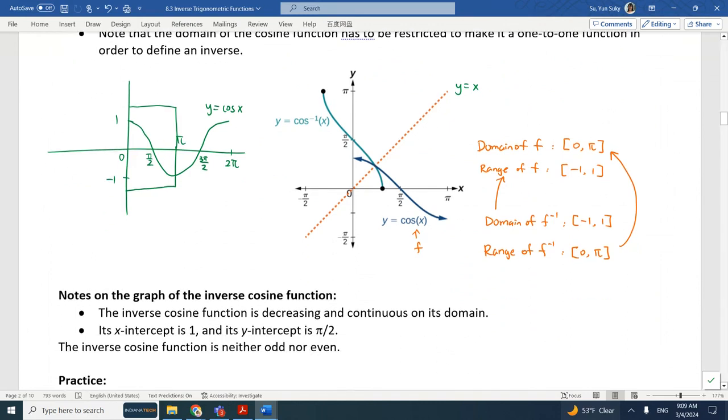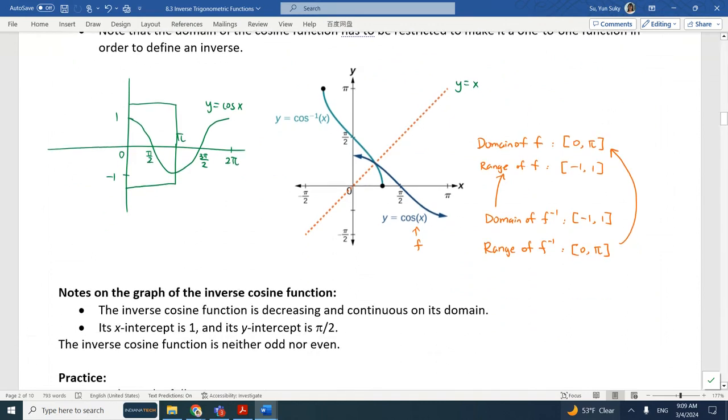All right. So note on the graph of the inverse cosine function. The inverse cosine function is decreasing and continuous on its domain. Right? It's going down, so it's decreasing. We have an x-intercept, and this is (1, 0). And we have the y-intercept. The y-intercept is (0, pi over 2). Okay, everybody? And the inverse cosine function is neither odd nor even.